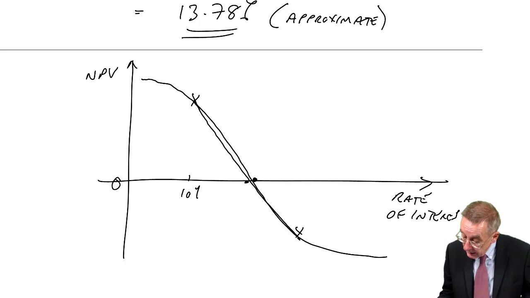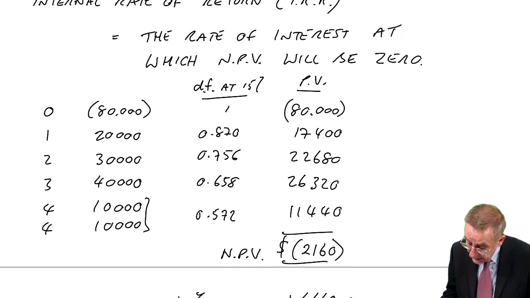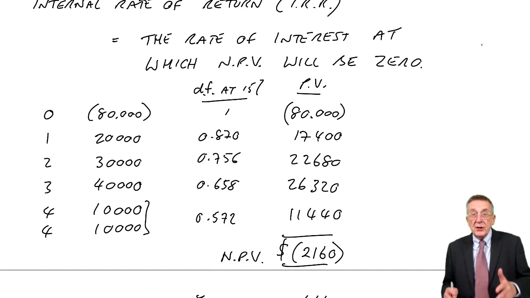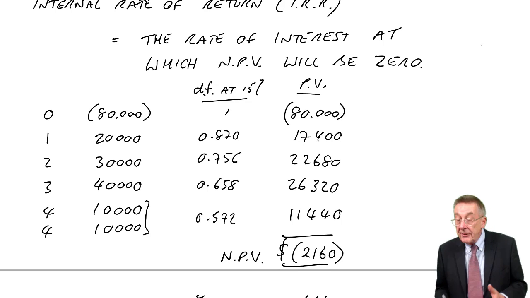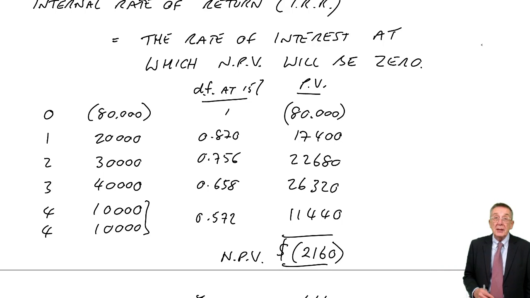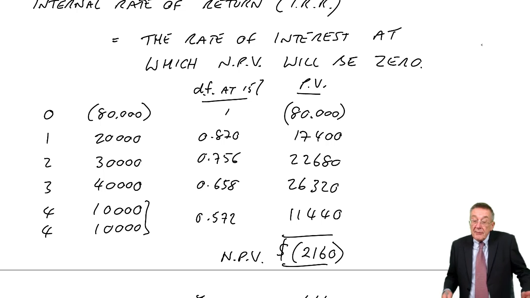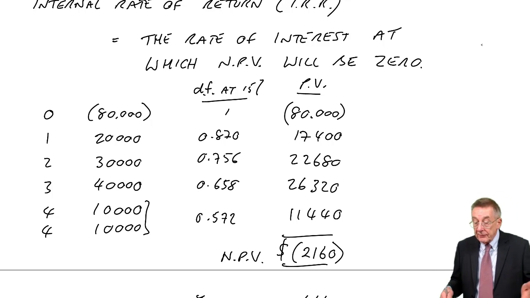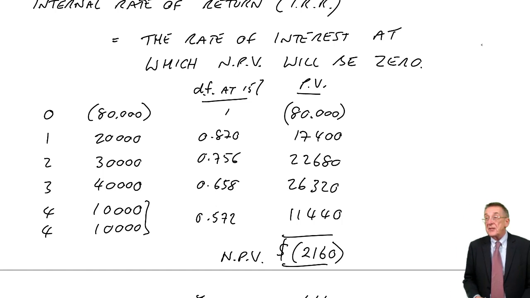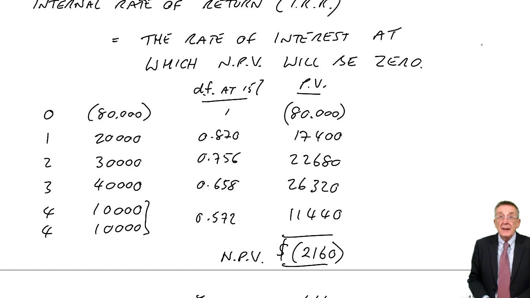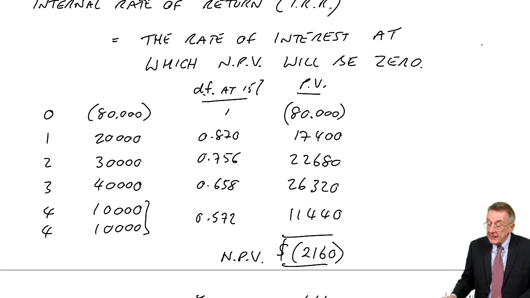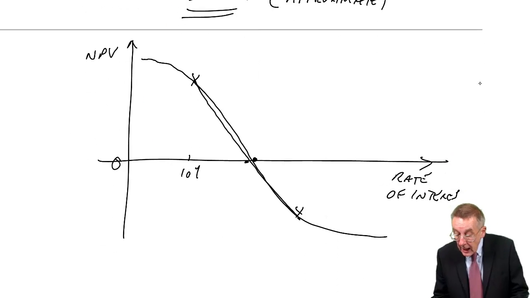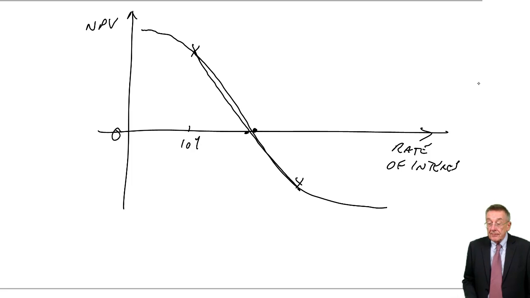Secondly, because of that, do appreciate, here I did 10% and 15% because the question told us to, and in the exam you'd probably be told to. But in fact, any two guesses would do. If the question hadn't told us, we could have done 10% and 16%, and then approximated the way I've done there.